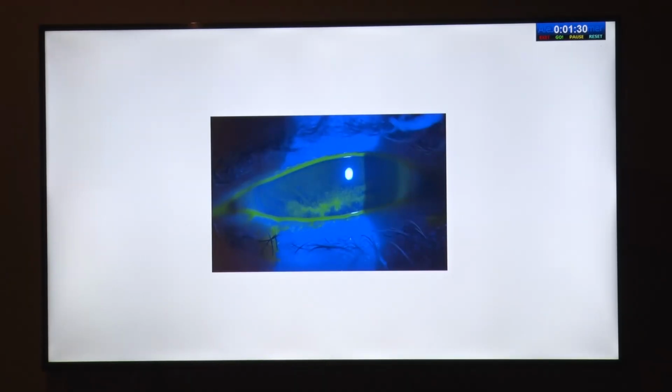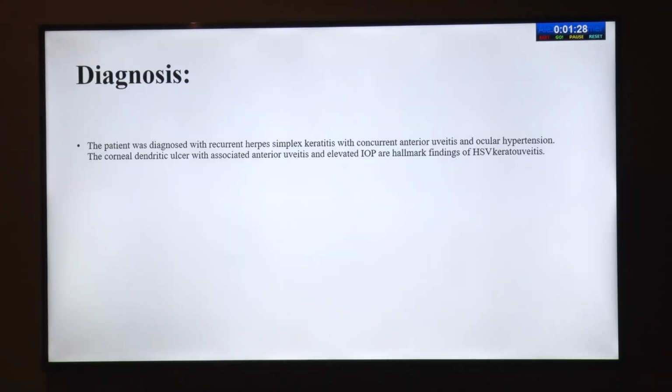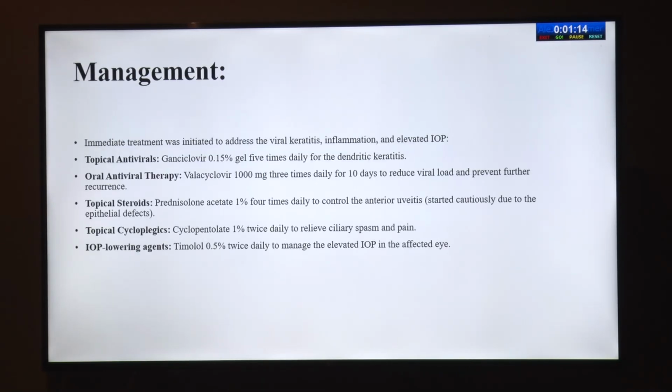So this picture shows the dendritic lesion. The patient was diagnosed with recurrent herpes simplex keratitis with concurrent anterior uveitis and ocular hypertension. The corneal dendritic ulcer with associated uveitis and elevated IOP are the hallmarks of HSV keratouveitis. Immediate treatment was initiated to address the viral keratitis, inflammation, and elevated IOP.